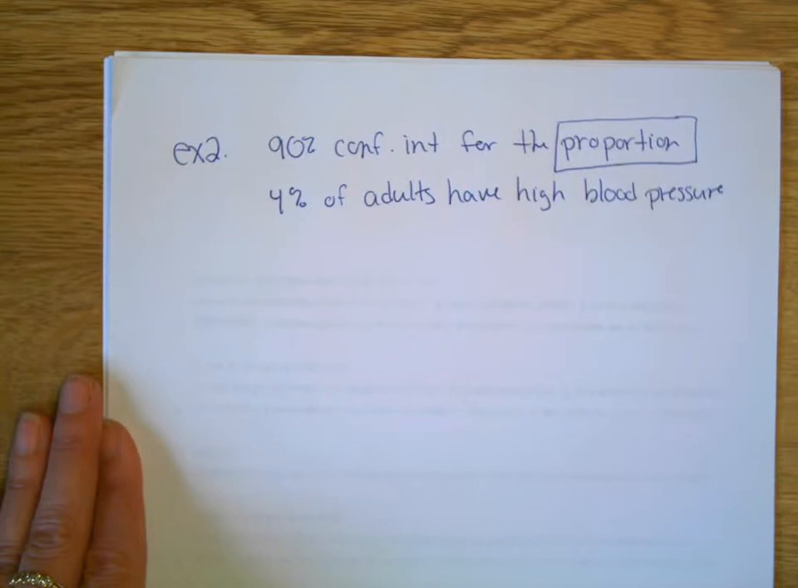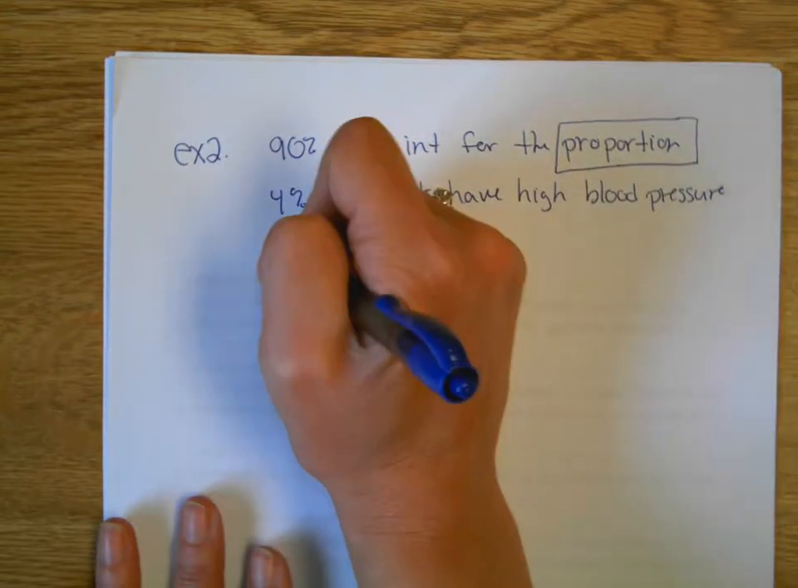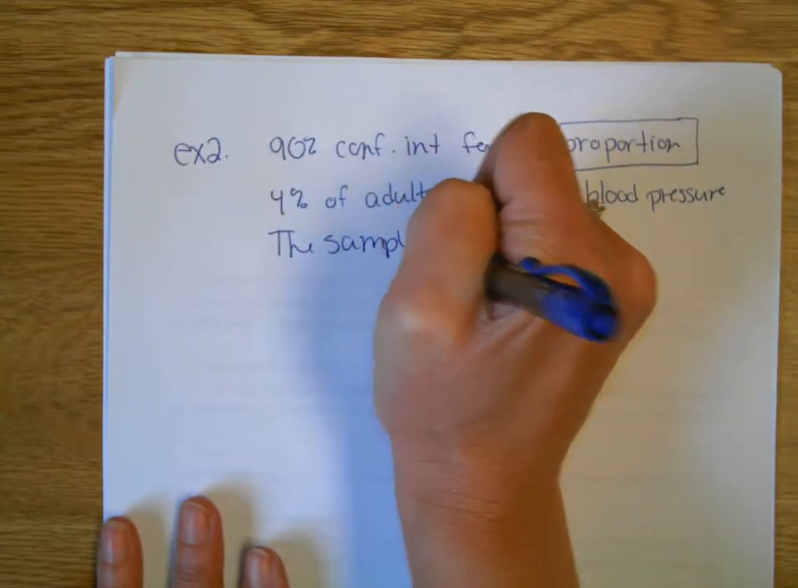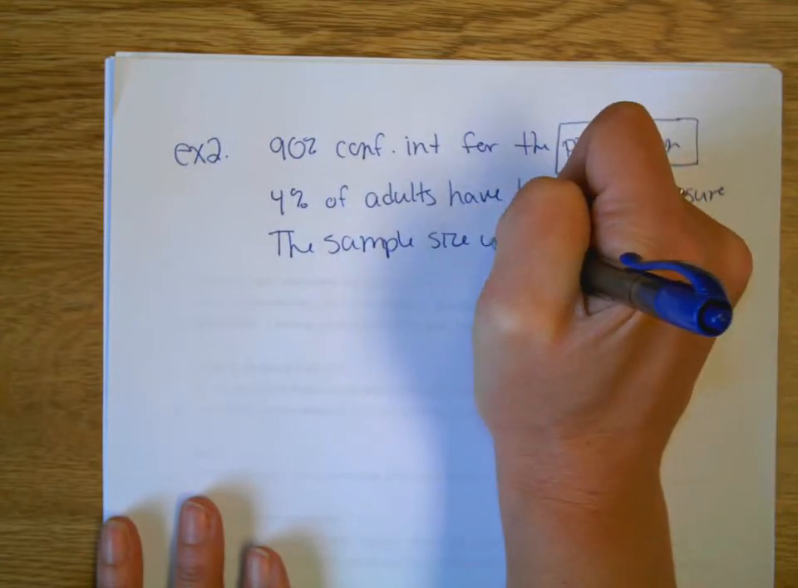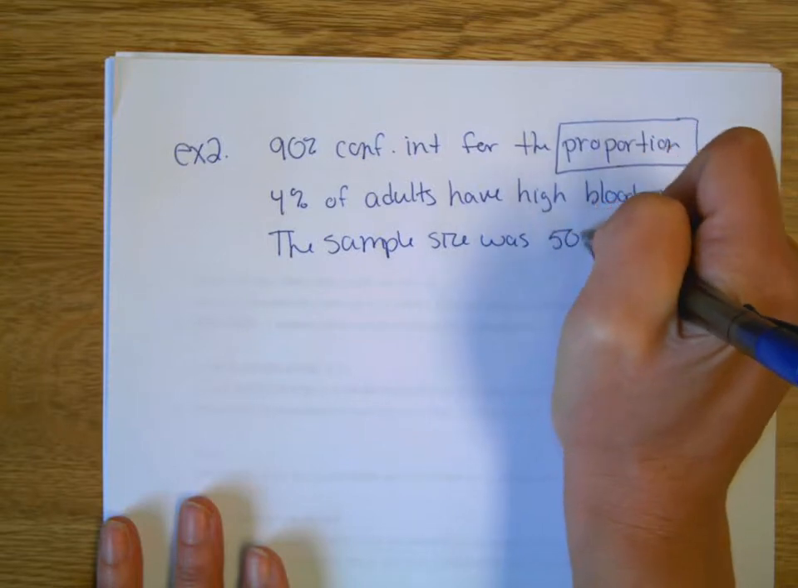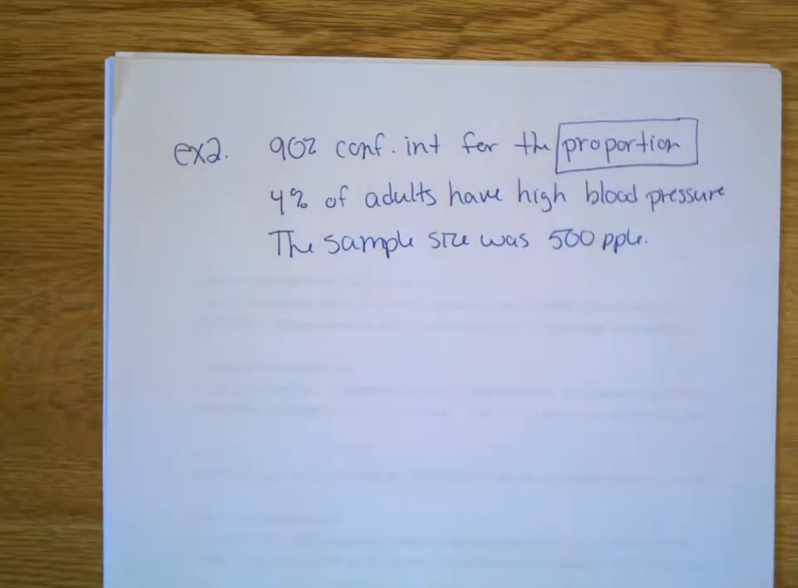Oh, sorry. I was reading the wrong example. Ah, dang it. I'm going to try and fix it, though. Let me make some stuff up. Let's see. And then the sample size was, I'm totally going to make this up, 500 people. Okay.